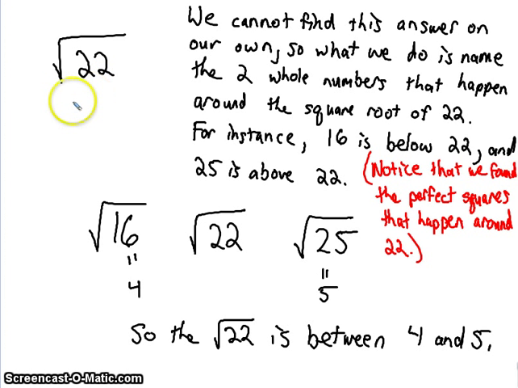So we need to figure out what perfect square is below the square root of 22 and what perfect square is above it, because those are the ones that we know the answers to. So what we do is we find that 16 is smaller than 22. 16 is a perfect square, that's 4 times 4. And 25 is above 22, that's 5 times 5. Notice that we found the perfect squares that happen around 22. So the square root of 22 is between 4 and 5.